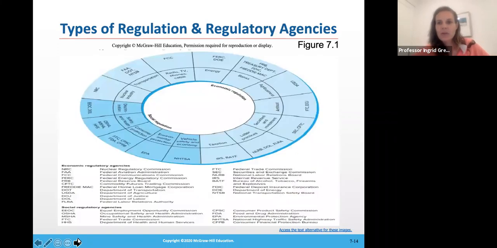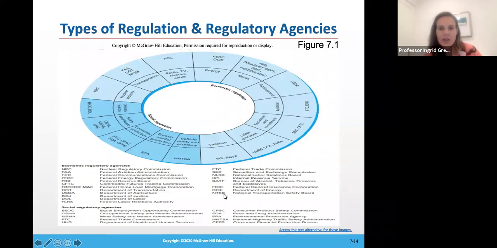The next slide gives us figure 7.1 from the book. It's a really cool graph, I think, because it highlights which industries or which areas these major organizations sit in. Some of the big ones that are probably familiar to you, hopefully, are the IRS, the Internal Revenue Service. You can see that this sits under the taxation umbrella.